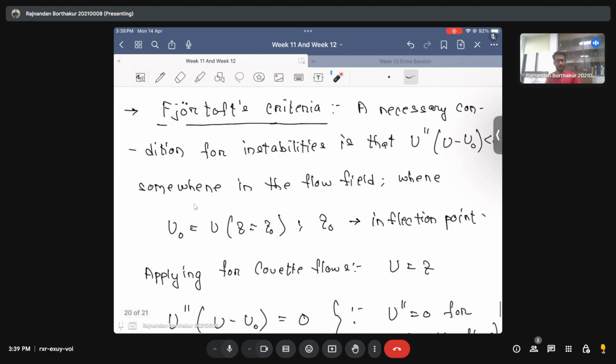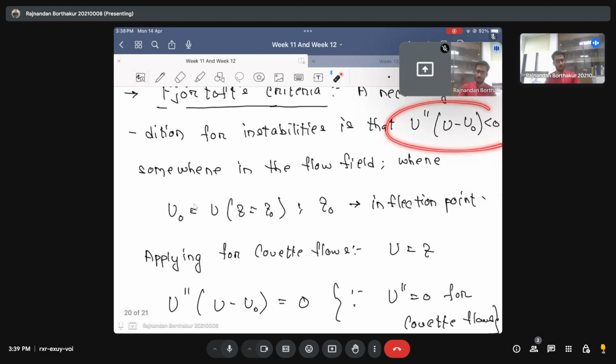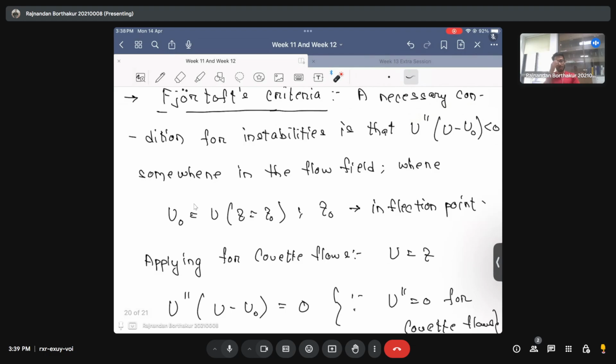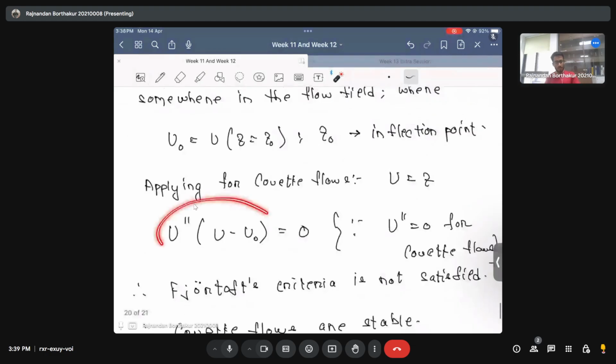And then we saw a stronger criterion, which is still not a sufficient criterion, but is stronger than the Rayleigh inflection point criterion: Fjortoft's criterion, which says that for a given base flow to be unstable, this quantity, U double prime times (U minus U naught), should be less than 0 somewhere inside the flow domain, where U naught is the velocity of the base flow at the inflection point. And we saw that for Couette flow, this quantity came out to be equal to 0, which indicated that the criterion is not satisfied, meaning that Couette flows are inherently stable.